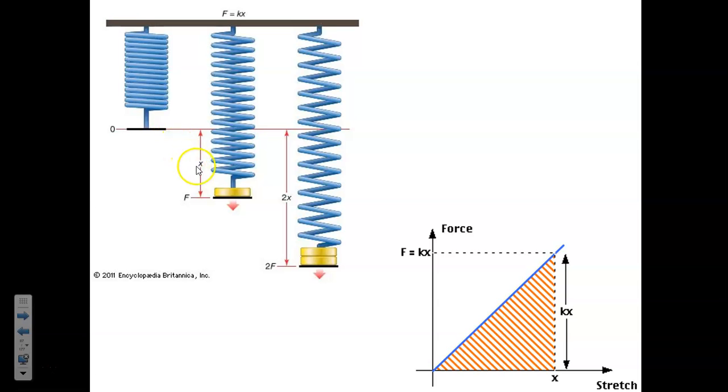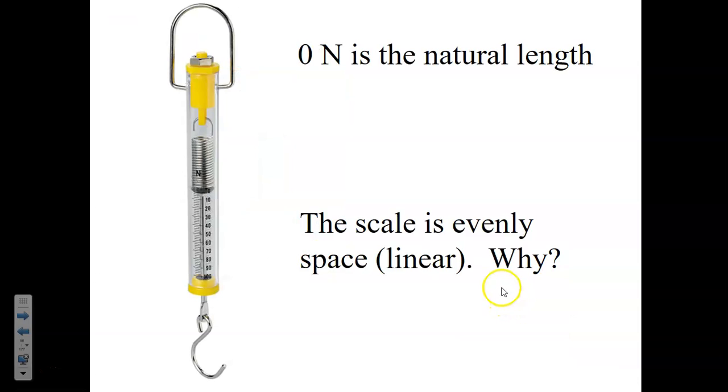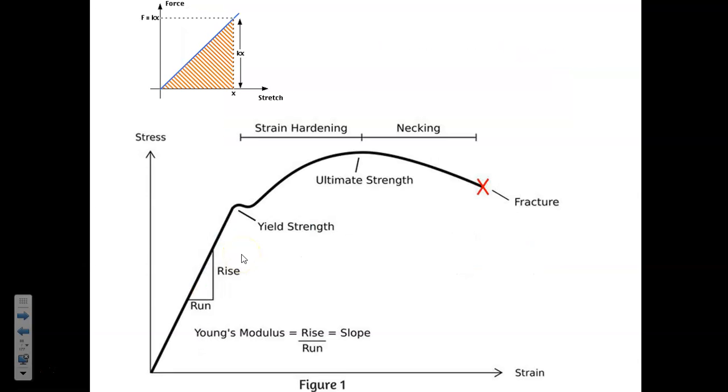It's important to note that this relationship is linear. If I put twice the force on a spring, it's going to stretch twice as far. If I were to graph that as a function of force and x, you would get a linear relationship with a slope equal to k. That's why spring scales are able to have their scale measured linearly, because if you put twice the weight on it, it's going to pull twice as far. So that works out nice.